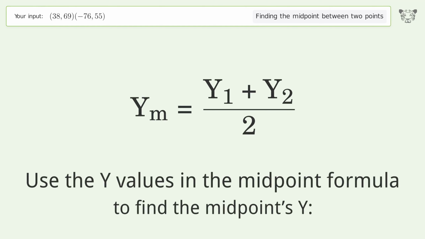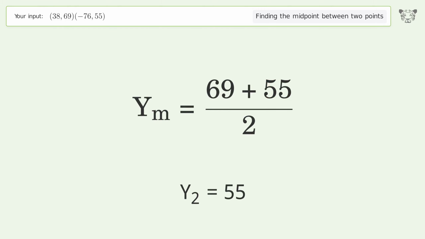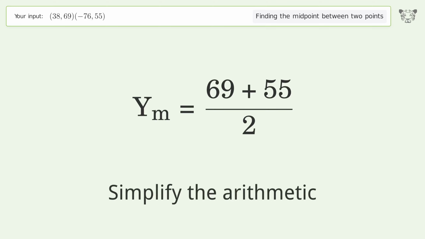Use the y values in the midpoint formula to find the midpoint's y. y1 equals 69. y2 equals 55. Simplify the arithmetic.